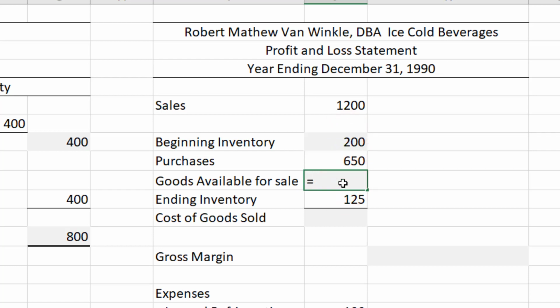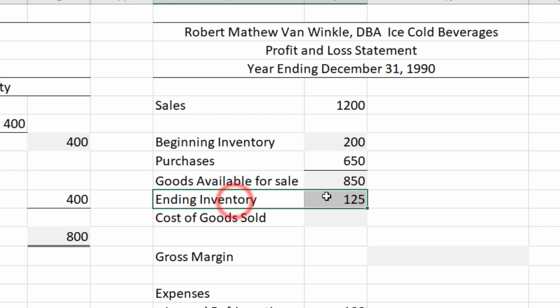Equals sum, open parentheses, click on the 200, drag down, release, close the parentheses, and we're done. And that is what we call the goods available for sale. So that's going to tell us the dollar value available for us to turn around and sell.